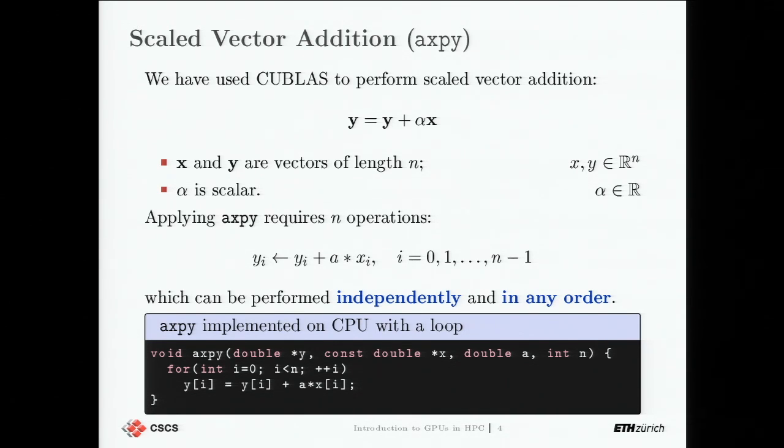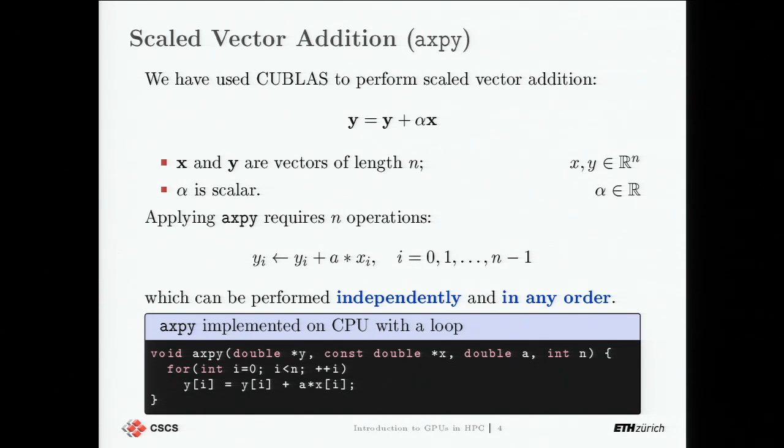Now, if we were to implement this on the CPU with a loop, I'm sure we've all seen something like this. We have a function that takes in a pointer to the data we're going to be modifying, the x and the y, some value for a, and the length. And then we have a for loop, for i equals 0 up to n minus 1, calculate the value for value i. So this is inherently a sequential operation. It's not parallel. As it's written, this is a sequential operation. That's what a for loop is.